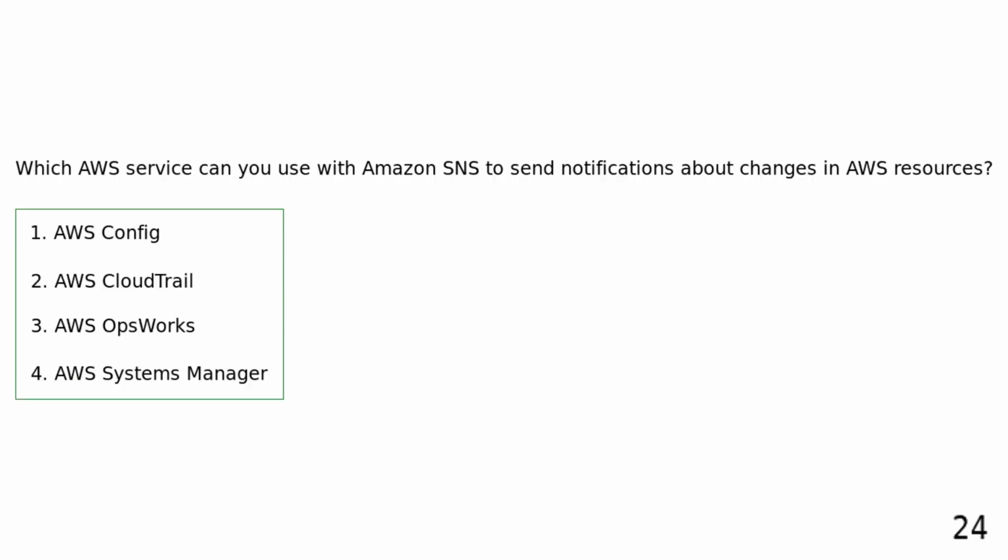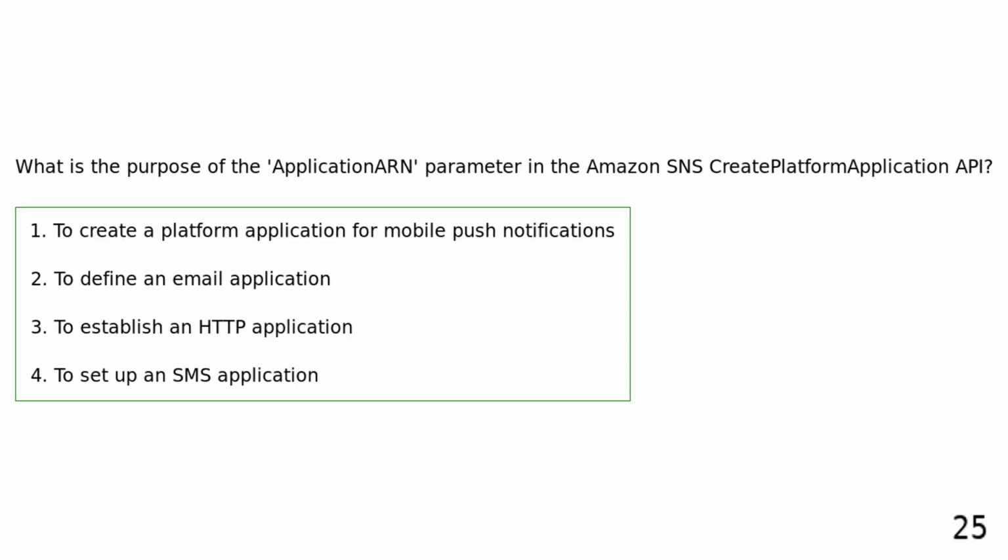Which AWS service can you use with Amazon SNS to send notifications about changes in AWS resources? AWS Config, AWS CloudTrail, AWS OpsWorks, AWS Systems Manager. AWS CloudTrail can be configured to send notifications through Amazon SNS when specific API activities occur, alerting you about changes in AWS resources.